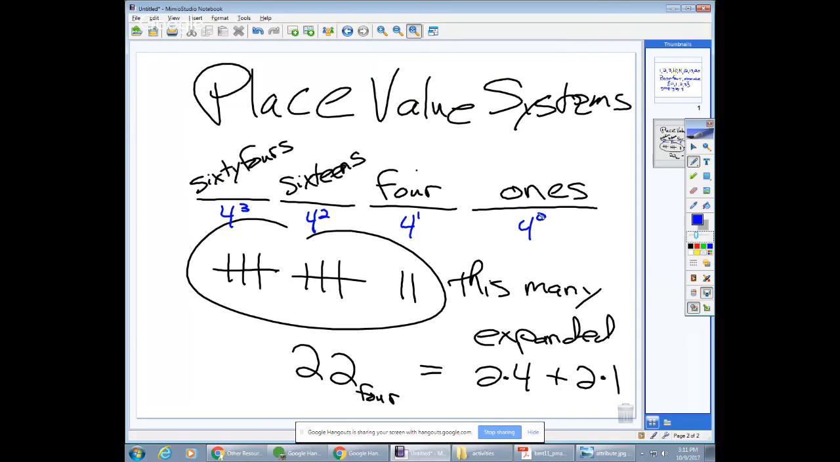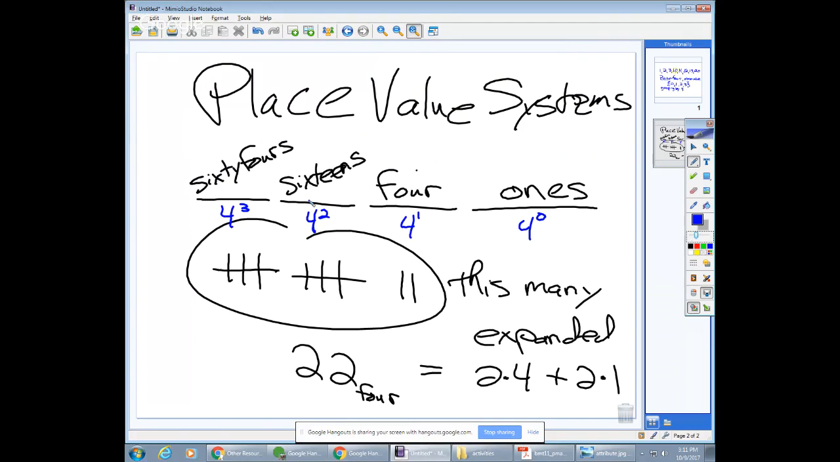Okay, so we'll do other number systems in a minute. If this was a base 5 place value system, what would I have instead of 16s in a base 5 system? 25s, because it's the 5 squared, 5 groups of 5. Yeah. In our number system, it's 10 groups of 10, which we call 100. Okay.